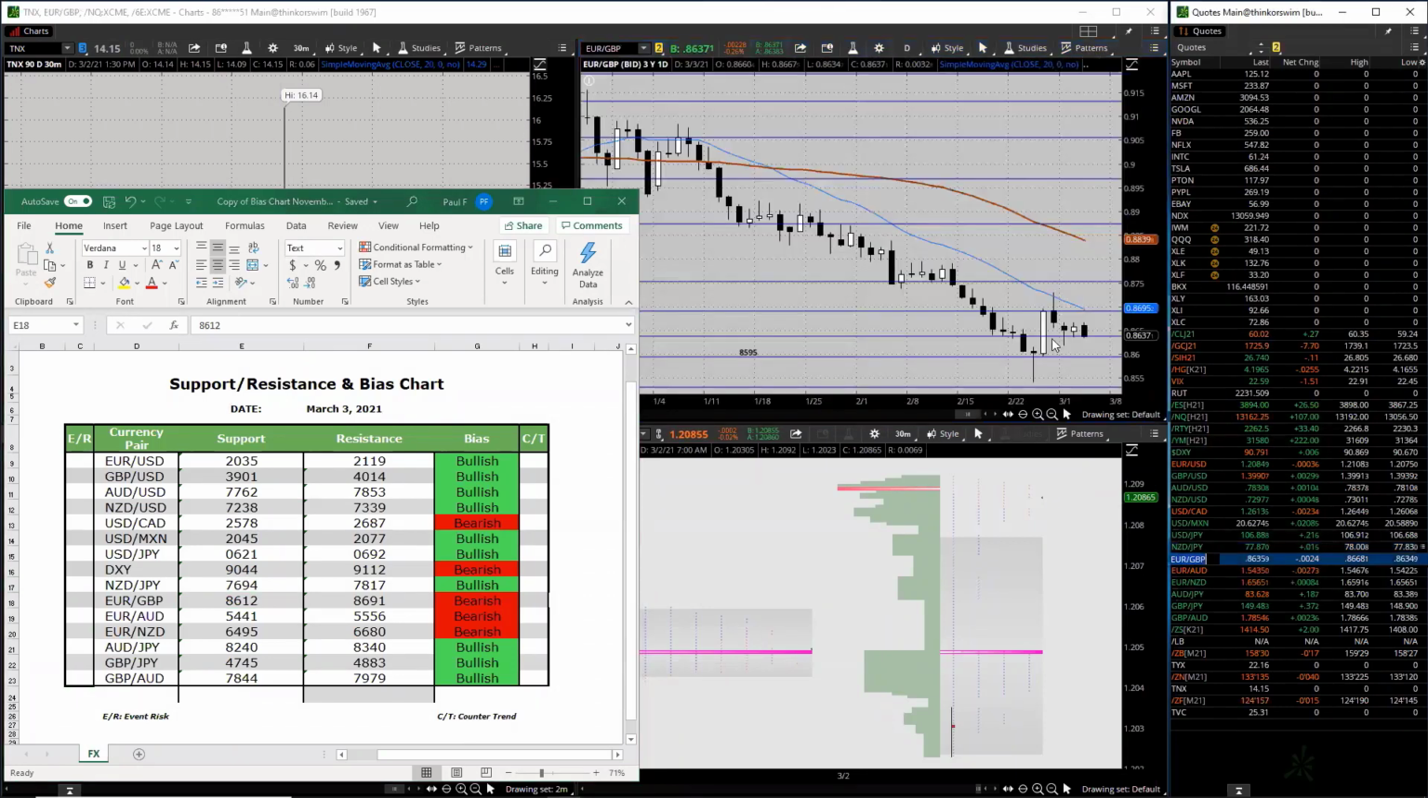Onto Euro Pound. This just doesn't know what the heck it wants to do, quite honest with you. I'm just going to leave it as it is, 86.12, 86.91. We're just in no man's land, dead in the water.